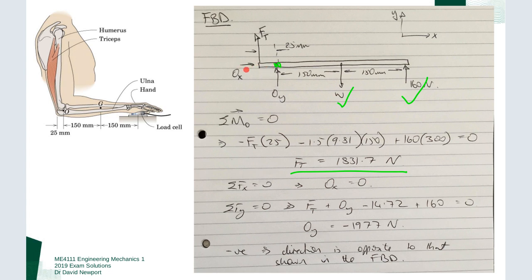So if I look in the X direction, I've already got one force acting in the X direction. So the reaction force at O in the X direction is zero. And then I can sum the forces in Y. I know FT, I have a Y, W, and 160. Okay. And from that, I get OY is minus 1977 newtons. And that minus sign is telling me that the direction of OY is opposite the way that I have it drawn there in the free body diagram.